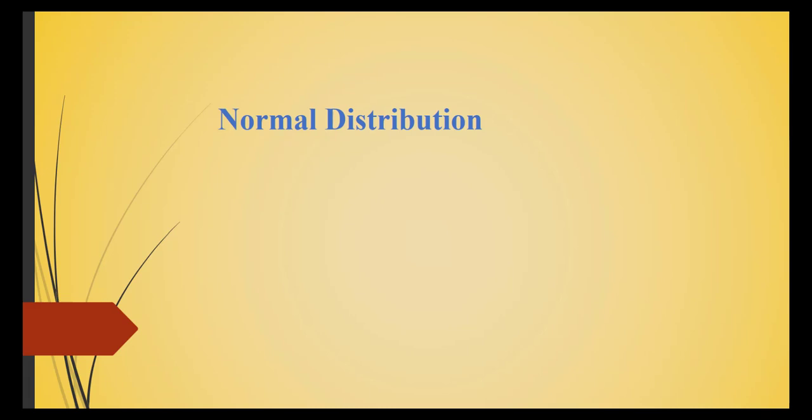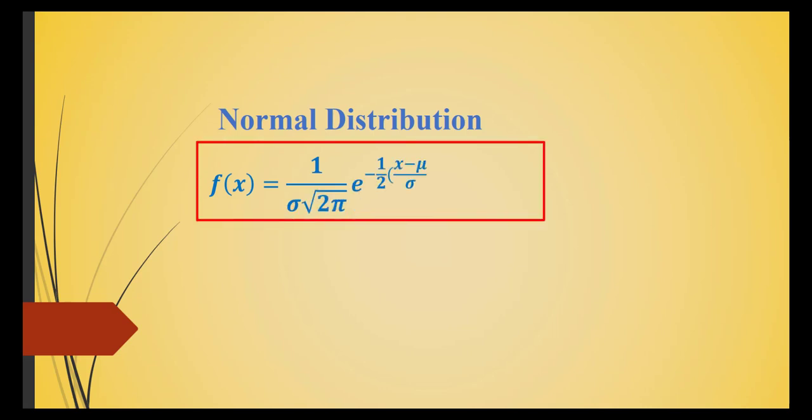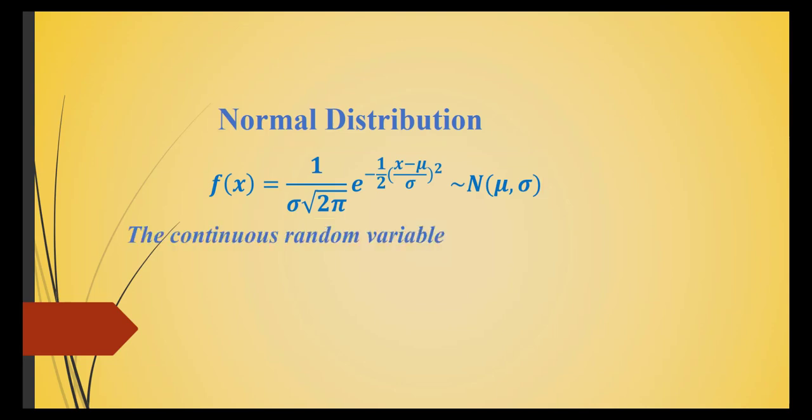Hi, in this video, I will be talking about the normal distribution. The probability density function is shown here with a random variable x. It has a mean of mu and a standard deviation of sigma. The continuous random variable has a bell-shaped probability distribution.